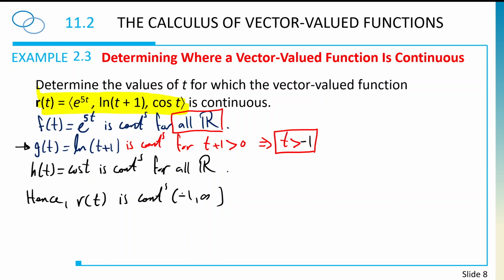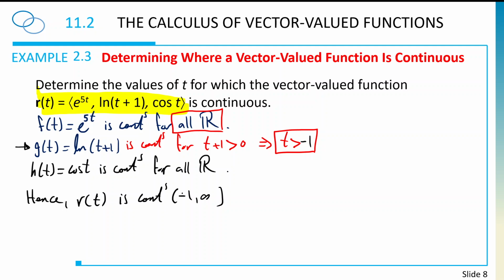So for continuity, we need to check one by one. Many of these functions are famous to you, so you know directly that trig functions like sine and cosine are continuous everywhere. Exponential is continuous everywhere. The ln has an issue: whatever is inside the ln should always be greater than 0.